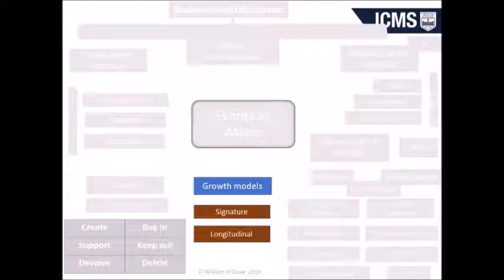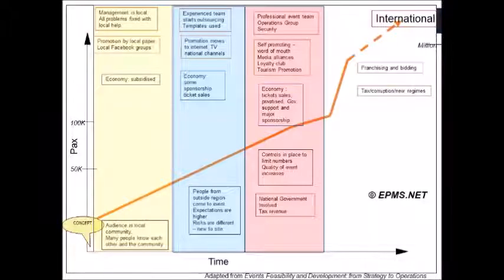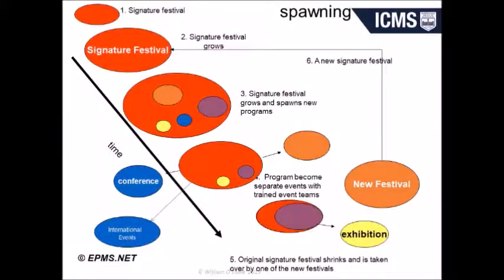So we have to look at growth models for events too. How do events grow? You want to make them international, and I showed you this. This is how a local event eventually becomes an international event, and also how big events can spawn other events. You've got to remember all international events started as a small event somewhere.